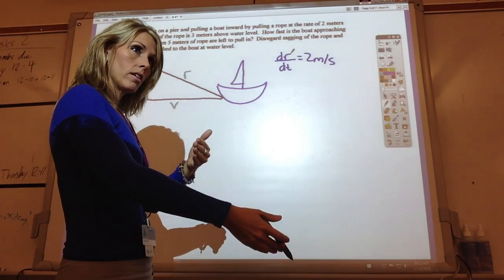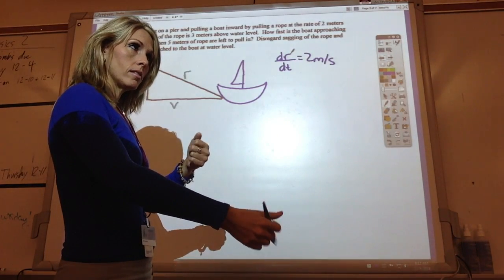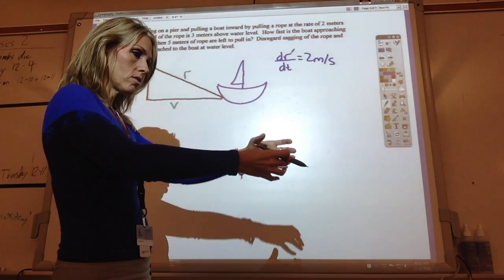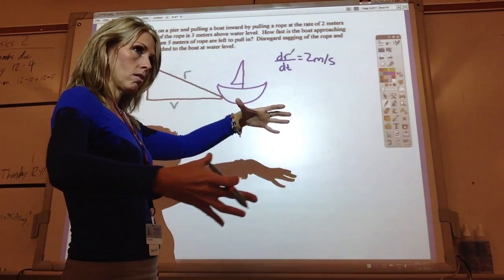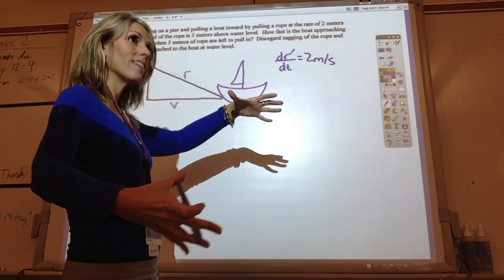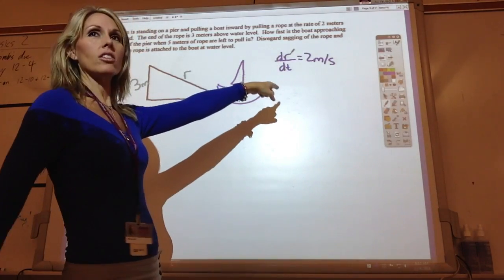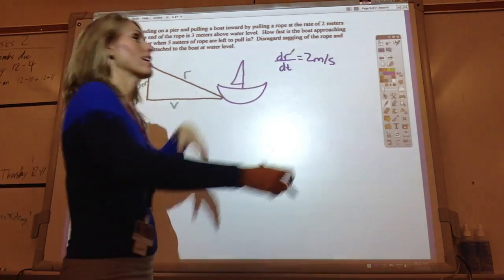This R, okay, think about the last one with the circle. Okay? R is getting shorter. Yes, R is getting shorter. So what do you think I should do with this? Negative. Make it negative. Good.